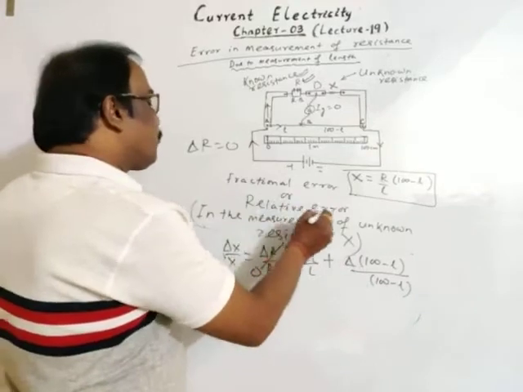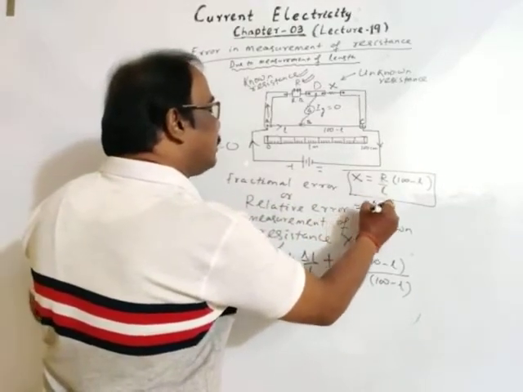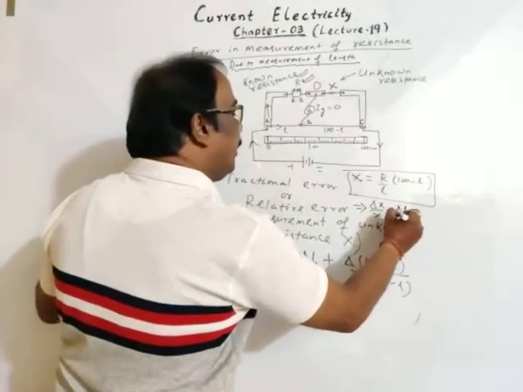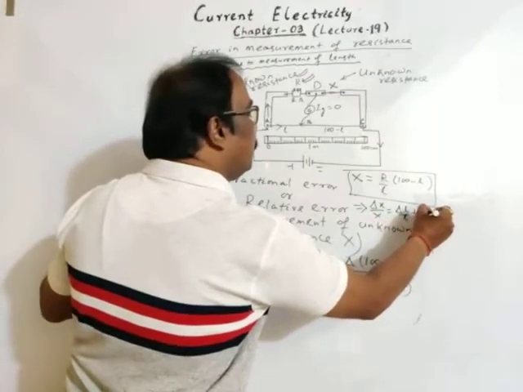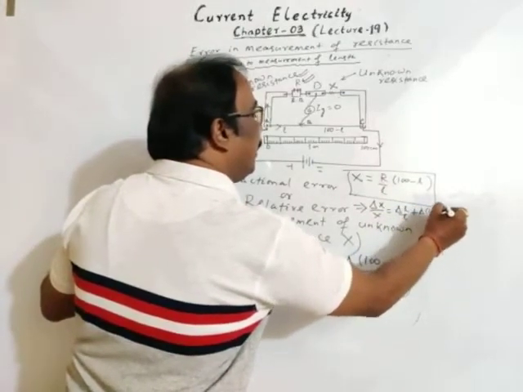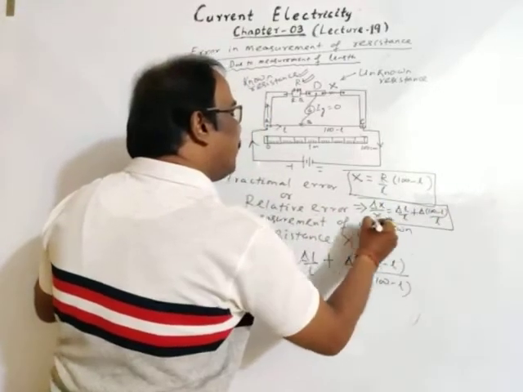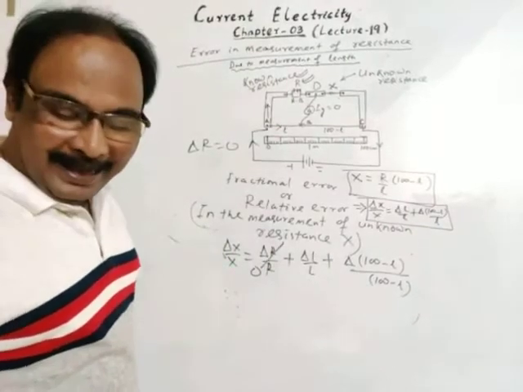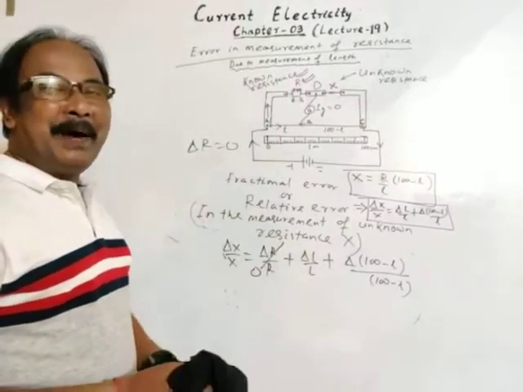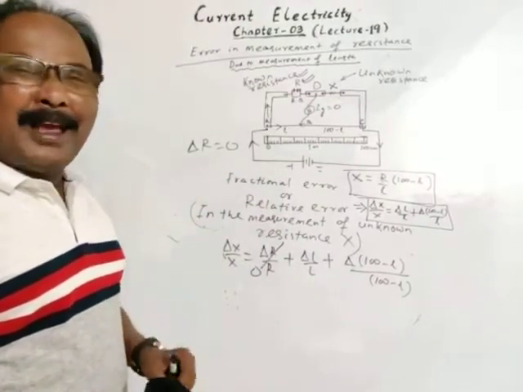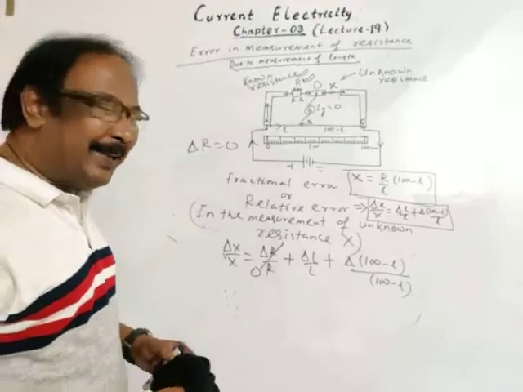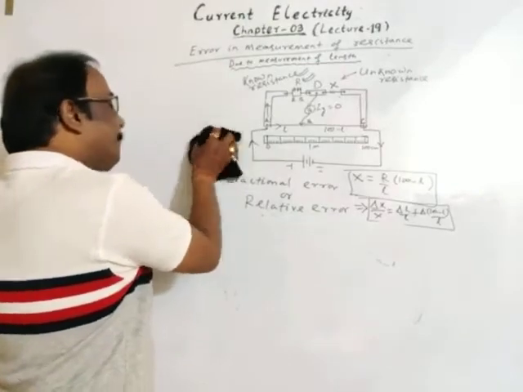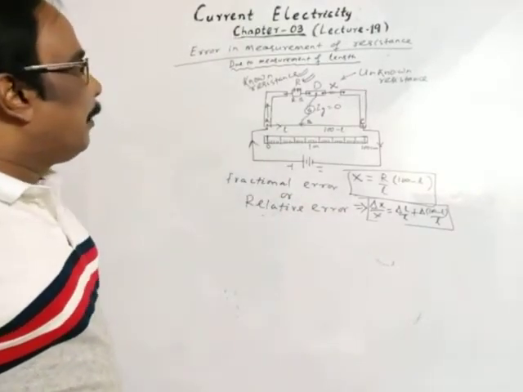And finally, the fractional error in X, delta X by X, is equal to delta L by L plus delta into 100 minus L divided by L. This is the formula for fractional error or relative error in the measurement of unknown resistance. Okay? Can I erase it now? We'll have an example or numerical to get it easier. Okay. This is the formula for fractional error or relative error.